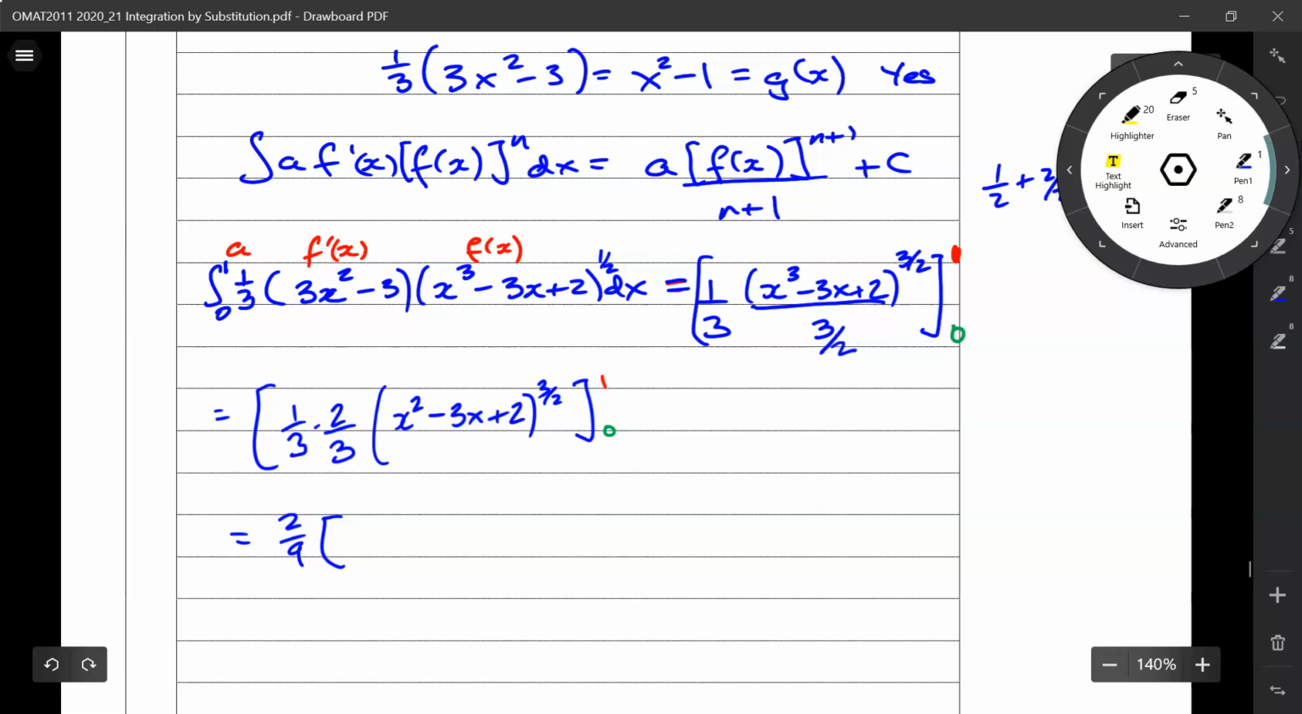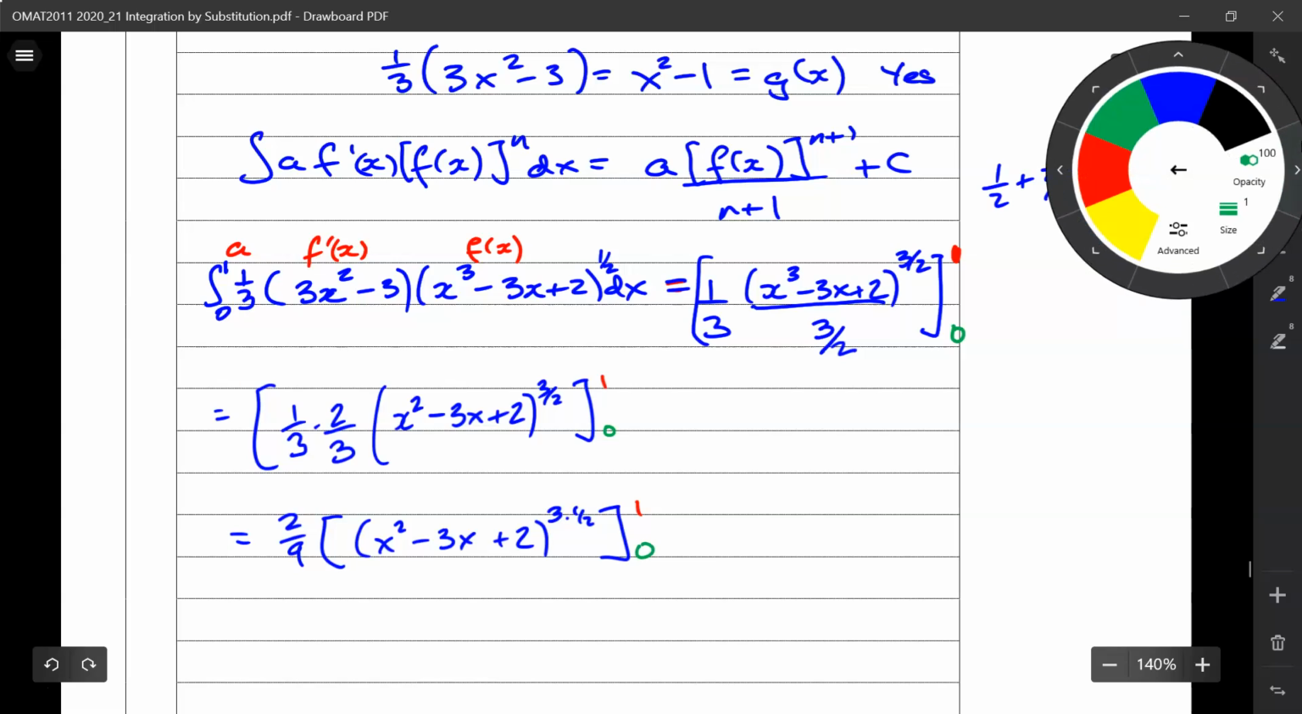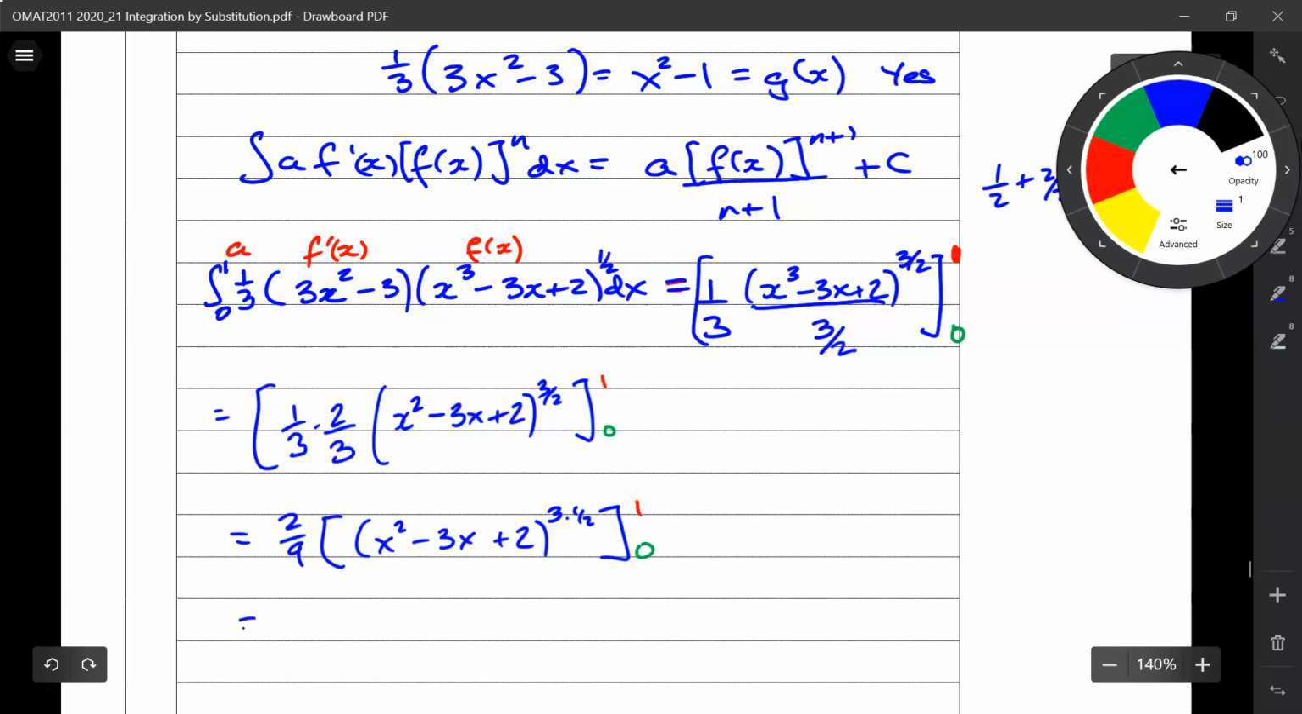And then I'm going to rewrite this, so it's x cubed minus 3x plus 2 to the power of 3 over 2, so it's 3 to the power of a half. Before I evaluate it, I'm going to turn it back into a square root. And that gives me 2/9 times, the half here tells me it's the square root, and I have x cubed minus 3x plus 2, and I'm going to cube that lot. And that's going to go from 1 to 0.